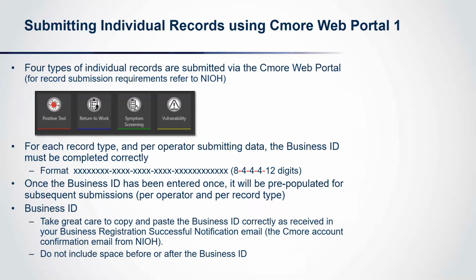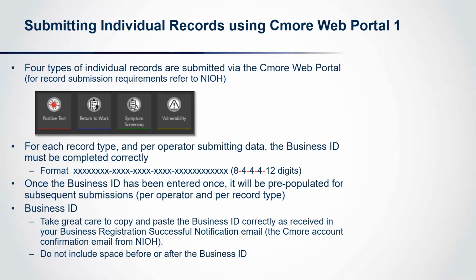There are 4 types of records. The previous panelists already outlined the data model. They mirror exactly the same data model: positive, return to work, symptom screening and vulnerability. And as one of the panelists also outlined, please make sure to use the correct business ID, not your company name or any other number. The best is to use the full number.